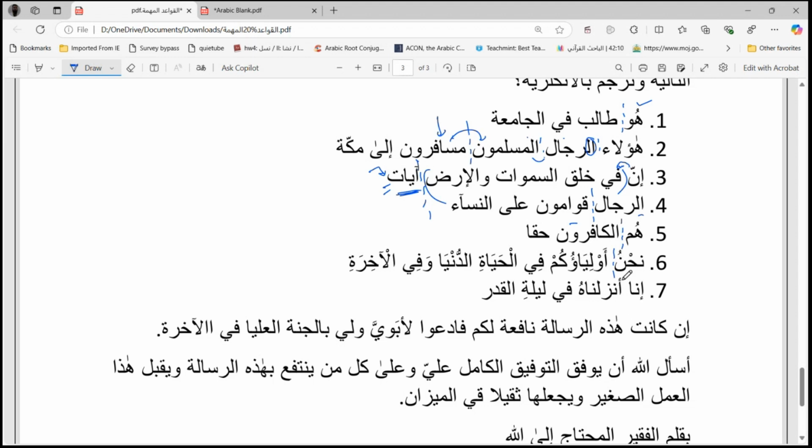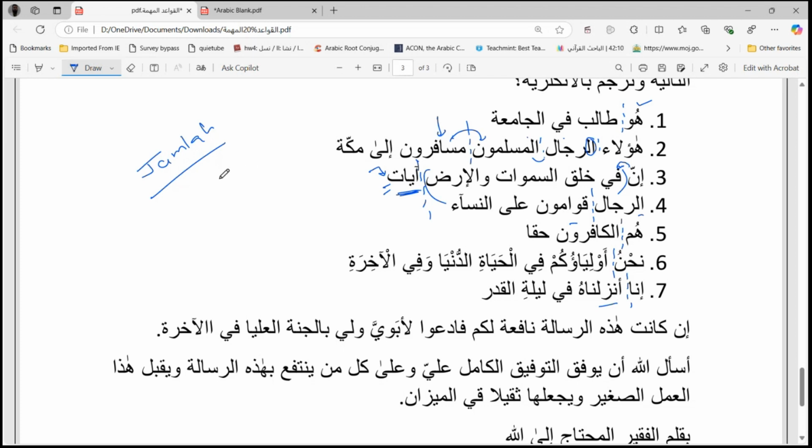Inna anzalnahu. Okay. Here, in a verbal sentence, there is no ismr, because anzalnahu is a jumla. You cannot say ismr after inna always. We are talking about jumla ismiya only, wherein the khabar is not a jumla. If the khabar is coming as a jumla, like in this case, anzalnahu is fail madi, which is coming as khabar.